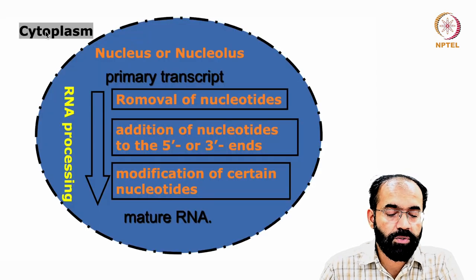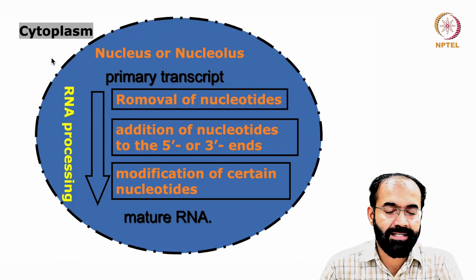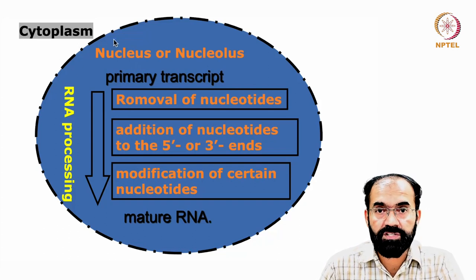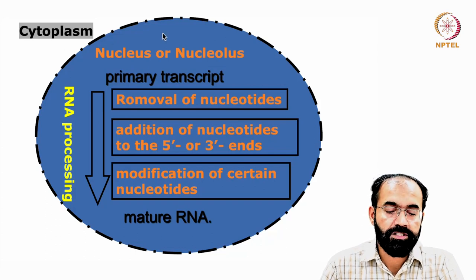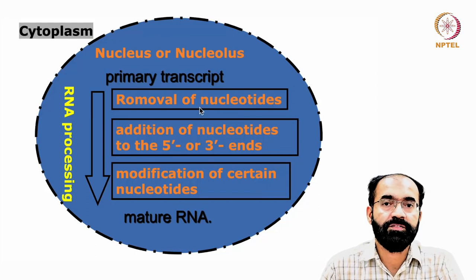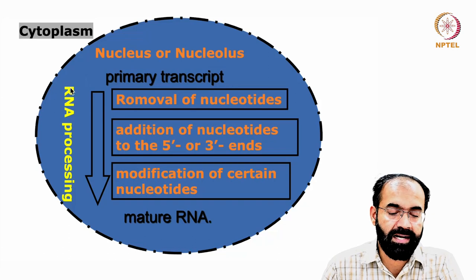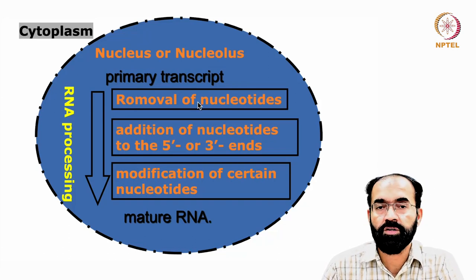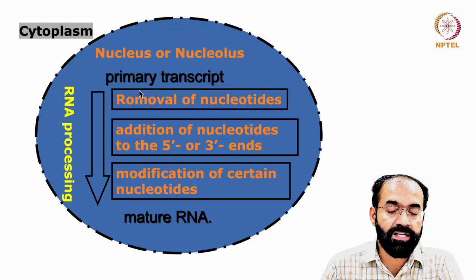So if you see, this is a cartoon that describes how the RNA is processed at various steps. This blue circle is the nucleus or nucleolus, because both places have different types of RNAs being transcribed. And remember, the nucleolus is a structure within the nucleus, it's not a separate structure. And outside of this blue circle is the cytoplasm.